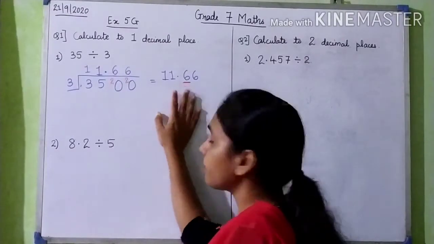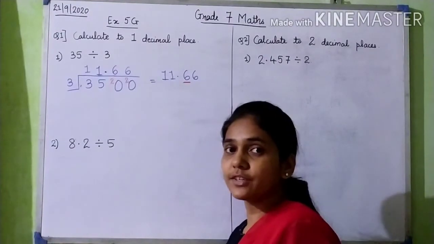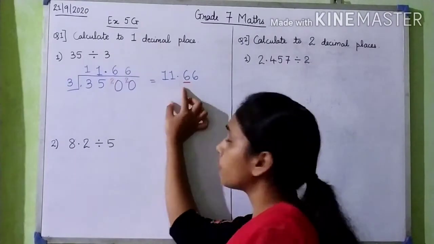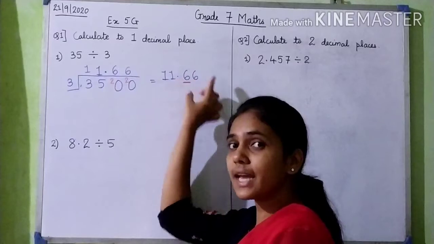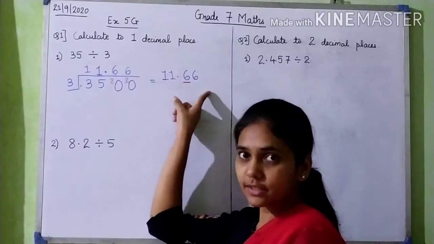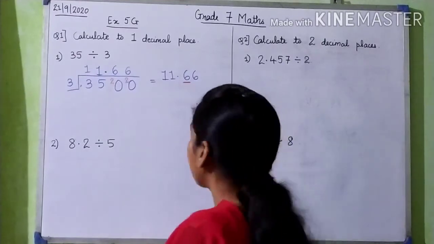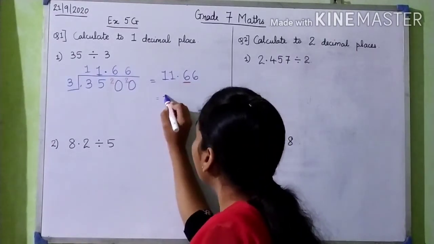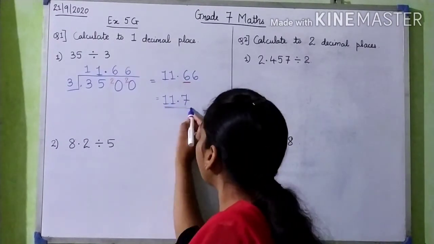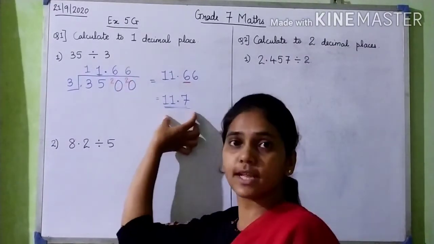To round this off to one decimal place, we have seen this also, rounding off numbers to the nearest 10, 100, 1000, or to the first decimal place and second decimal place, right? So when you have to round it off to the first decimal place, you check the number which is next to it or after it. After 6 here is again 6, and 6 is greater than 5. If it is greater than 5, then we add 1 to the previous number. So if we add 1 to this 6, this becomes 11.7. This is our rounded off number to one decimal place. So 35 divided by 3, the answer is 11.7.